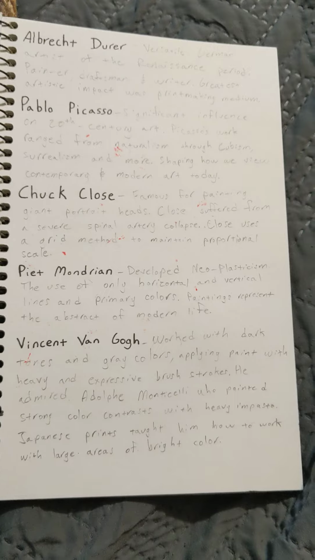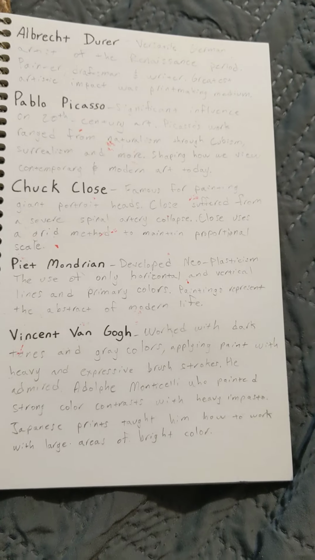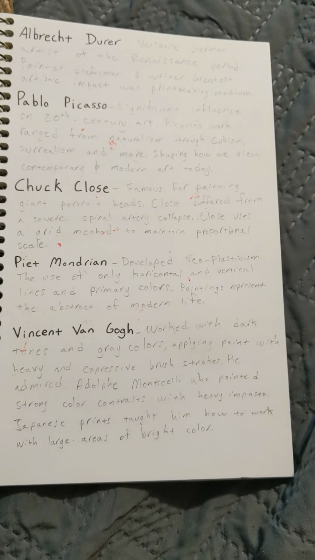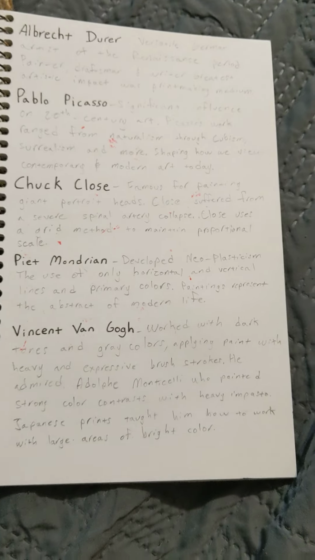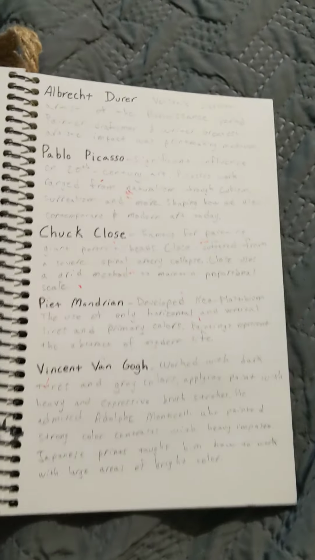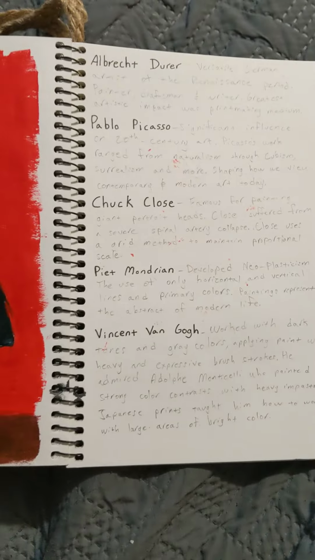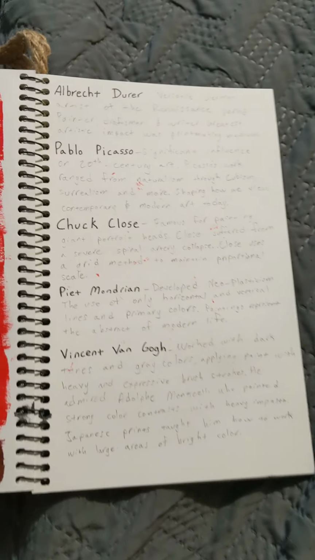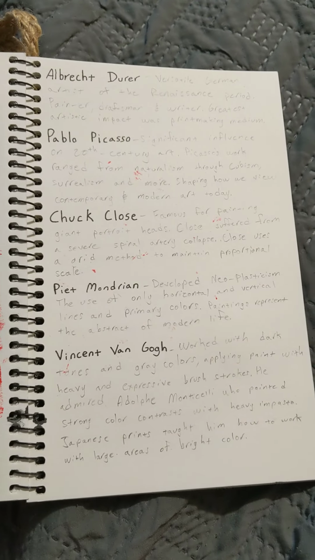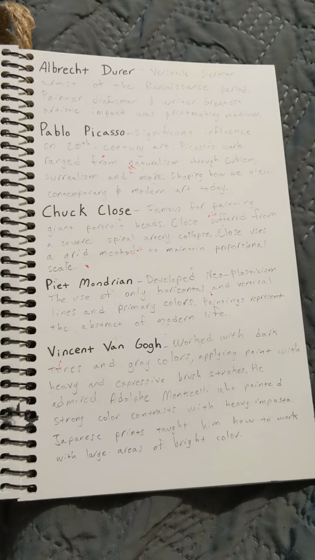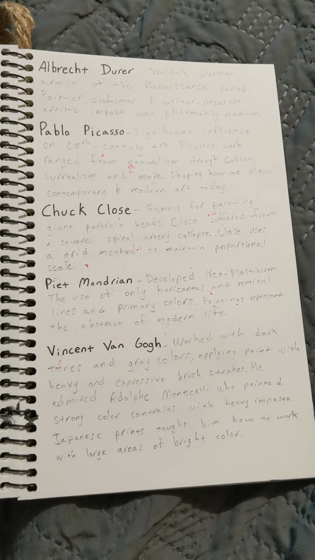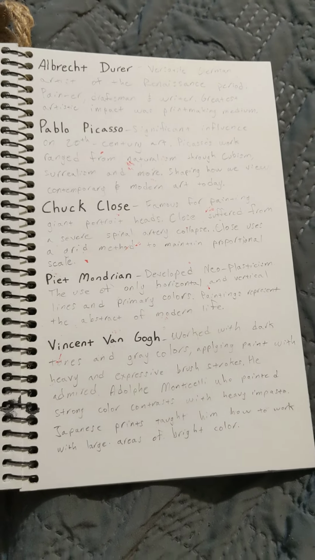Piet Mondrian developed neoplasticism, the use of only horizontal and vertical lines and primary colors. Paintings represent the abstract of modern life. I couldn't really find many portraits of Piet Mondrian's, but I did see a lot of his very horizontal, vertical lines. There's his famous painting of like the red and yellow squares with black outlines.